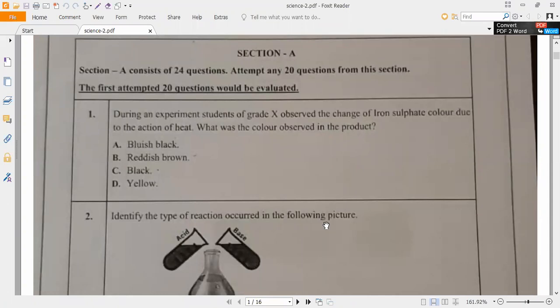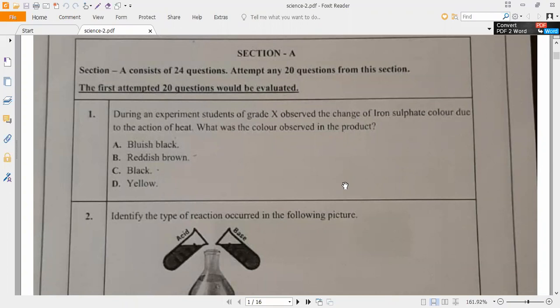During an experiment, a student of grade 10th observed the change of iron sulfate color due to the action of heat. What was the color observed in the product? Iron sulfate color. So the iron sulfate reaction, you can check it. It is in the first chapter only. Decomposition reaction, you can check it, you will get it.